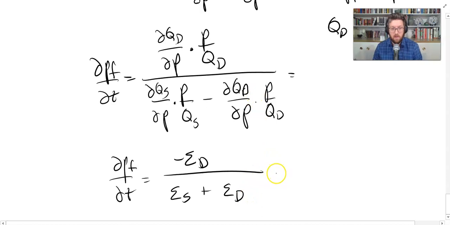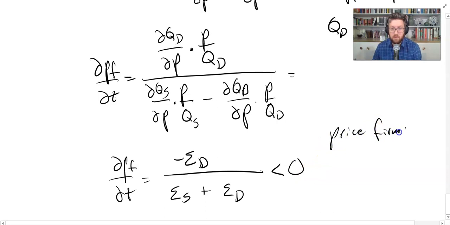This term here is going to basically be, the change in the price is determined by the size of the elasticities, okay? And since we've defined elasticity to sort of always be this positive term, then if we have a negative sign in front of it, this is going to be less than 0.